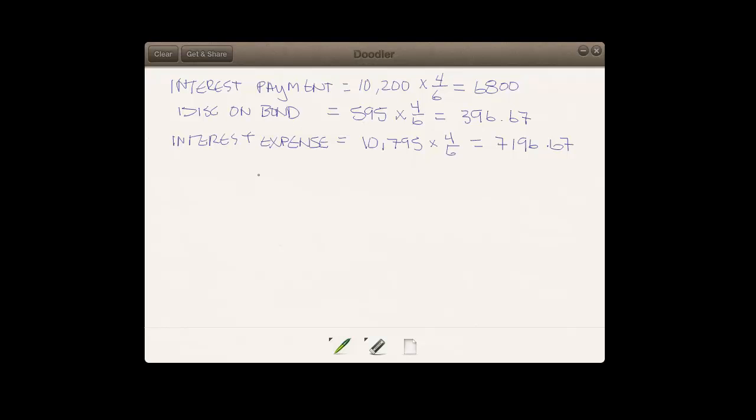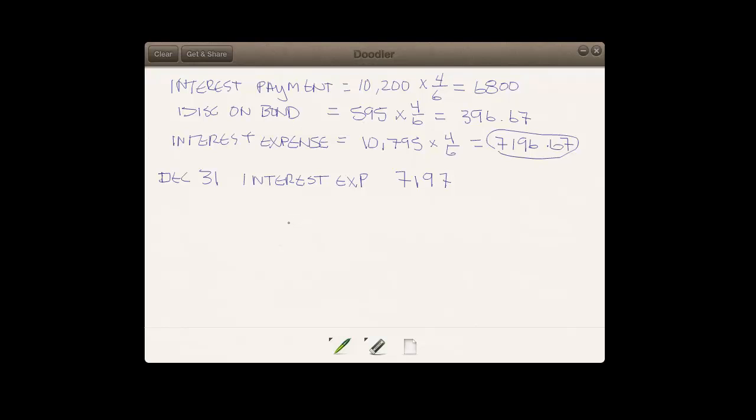Okay, so let's record an adjusting entry for December 31st. I know this isn't part of the problem, but I want to use it as an example. So we record a debit to interest expense, which is right here. I'm going to go ahead and round that to the nearest dollar, 7,197. And then we record the discount on bond payable amortization.